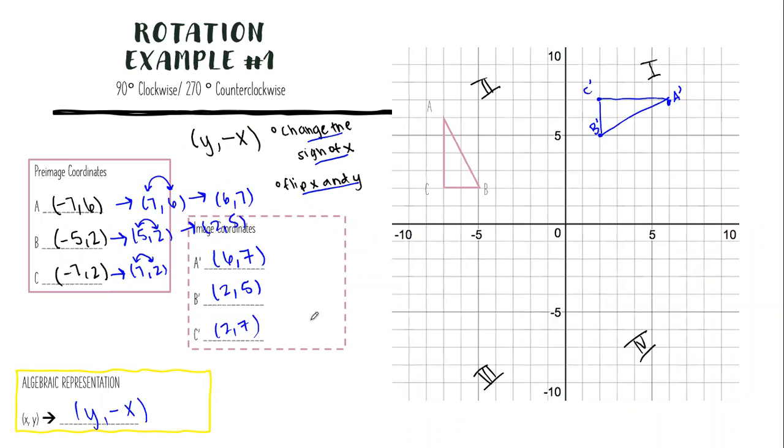Y, negative x, okay? Now, you're like, so Ms. Patterson, what am I learning? This is what you have to memorize, this algebraic representation. So to be real, why do people miss these questions? Because they don't memorize the rule. So 90 degrees clockwise is y, negative x. Okay. Questions?